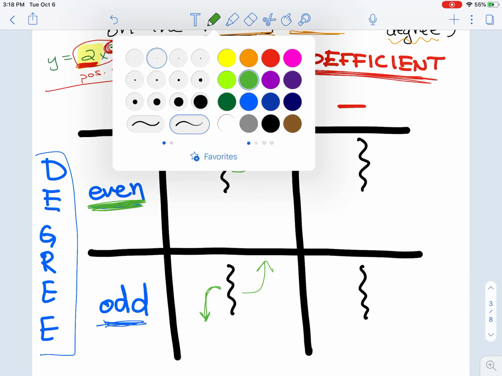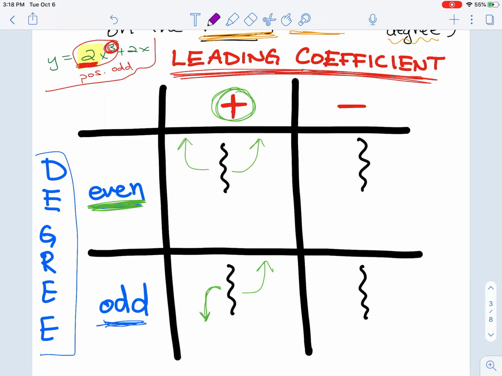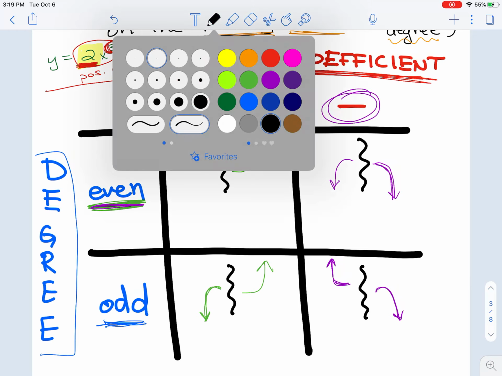All right, now let's look at the negatives. I'm going to use purple here. For negative functions, we always go down to the right. So that's for both of these. We always go down to the right. And remember, even, they match on each side. So if it goes down to the right, it's going to go also down to the left. But odd functions are mismatched, and this one's going to go up to the left. So again, the squiggly lines in the middle just mean I don't know what's going on in the middle of our graph, but this just tells us what's happening on the left side and the right side.